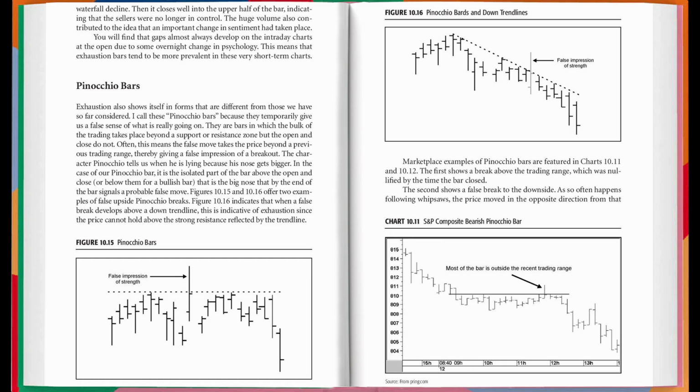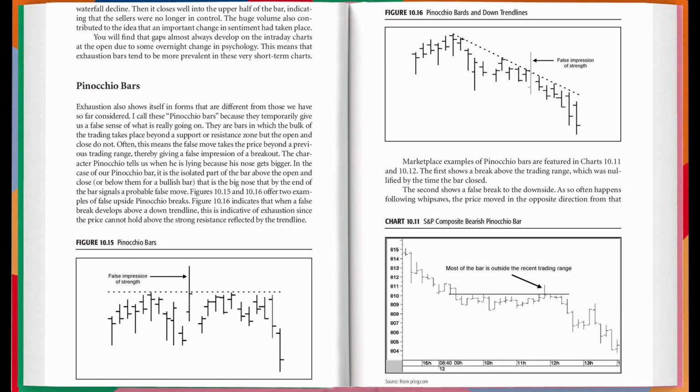In the case of our Pinocchio bar, it is the isolated part of the bar above the open and close, or below them for a bullish bar, that is the big nose that by the end of the bar signals a probable false move. Figures 10.15 and 10.16 offer two examples of false upside Pinocchio breaks. Figure 10.16 indicates that when a false break develops above a downtrend line, this is indicative of exhaustion since the price cannot hold above the strong resistance reflected by the trend line.